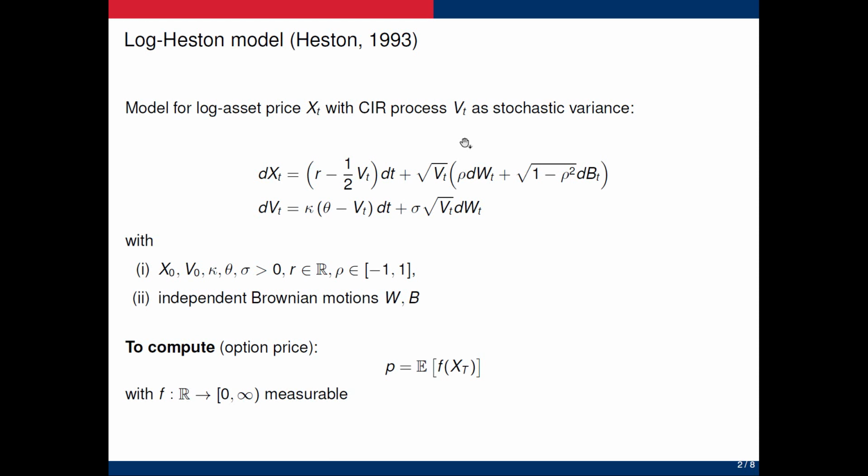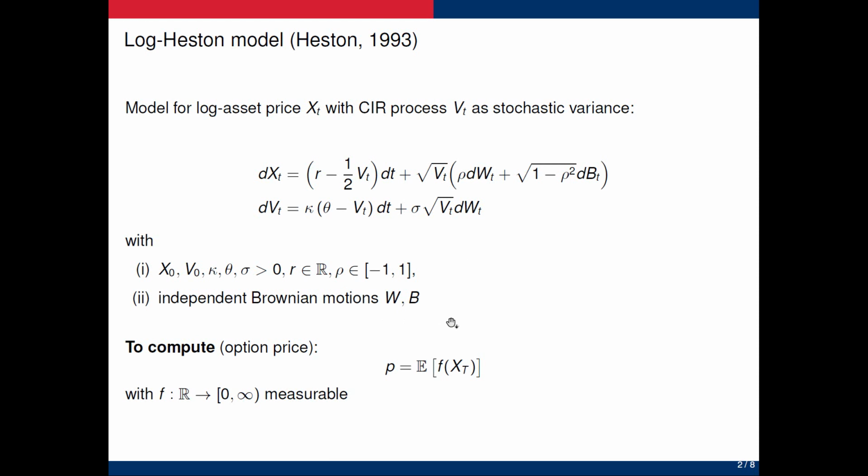x_0 and v_0 are the log asset price and the variance at time t equals 0. Kappa is the speed of mean reversion of the variance process. Theta is the long-run mean of the variance. Sigma is the parameter that determines the volatility of the variance. R is the risk-neutral drift, like a risk-free interest rate. And finally, rho represents the correlation between the two processes. W and B are two independent Brownian motions.